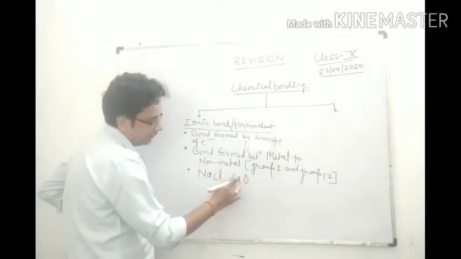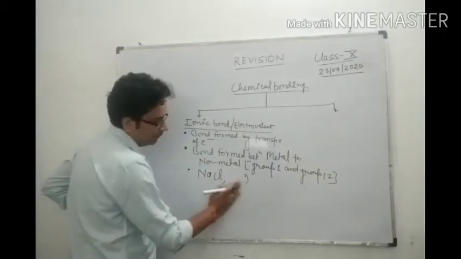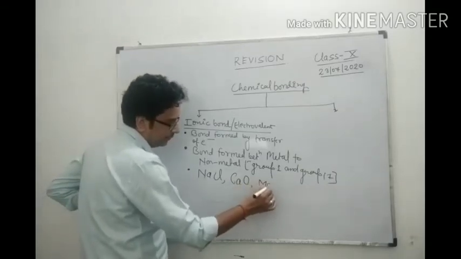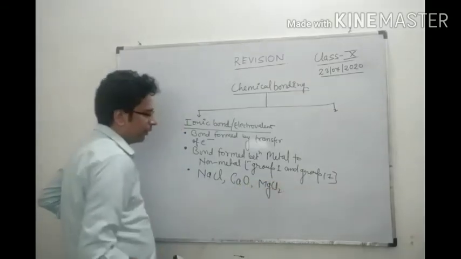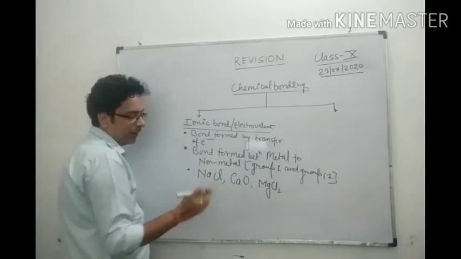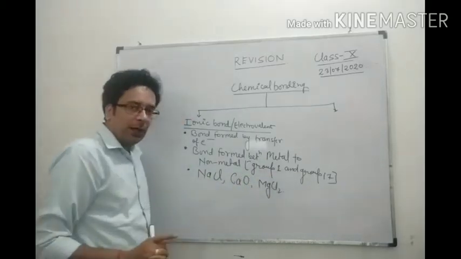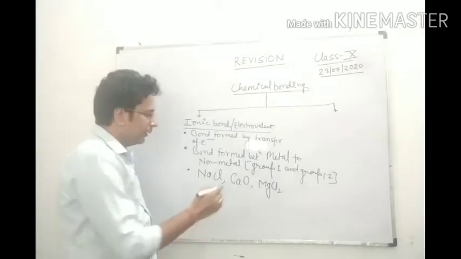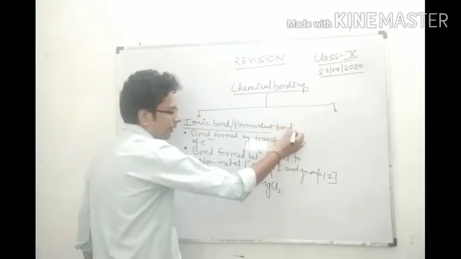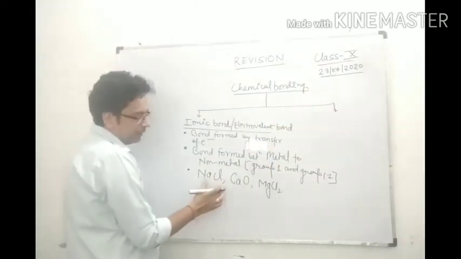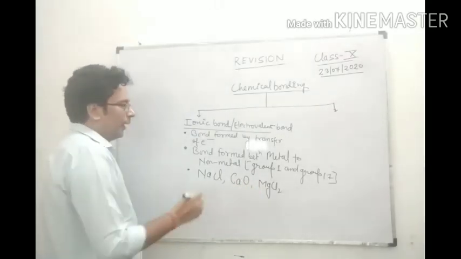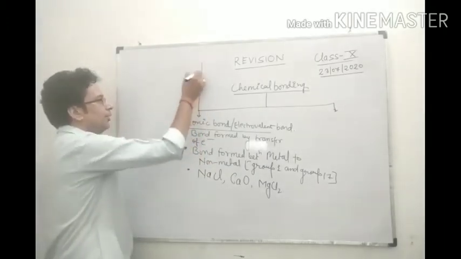calcium oxide, magnesium chloride. The bond is formed by transfer of electron. The bond formed between, this one is important, metal and non-metal, group first and group 17, is an ionic bond or electrovalent bond. Now these are examples of electrovalent bond: NaCl, CaO, magnesium chloride, that is sodium chloride, calcium oxide, magnesium chloride. Now some important properties related to this.